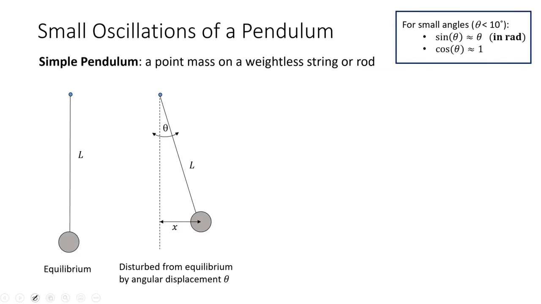So what is a simple pendulum? It's just a point mass, so in other words, it's an object that has all of its mass concentrated in a small spot in space. And so you can think of a small bob, a small mass, maybe a spherical mass on the end of a weightless string. So that's what makes it a simple pendulum. It's that all of the mass is concentrated in the little bob at the bottom, and the string itself is considered to be massless.